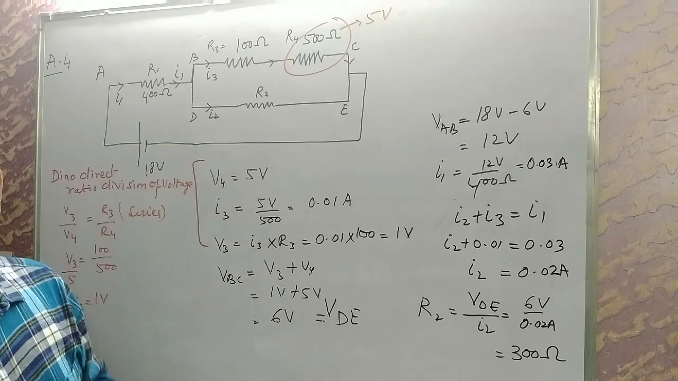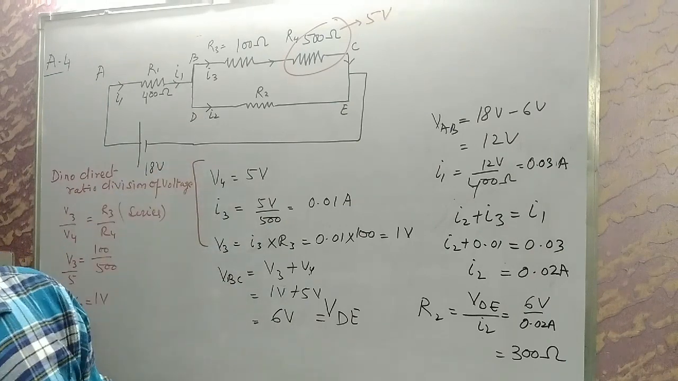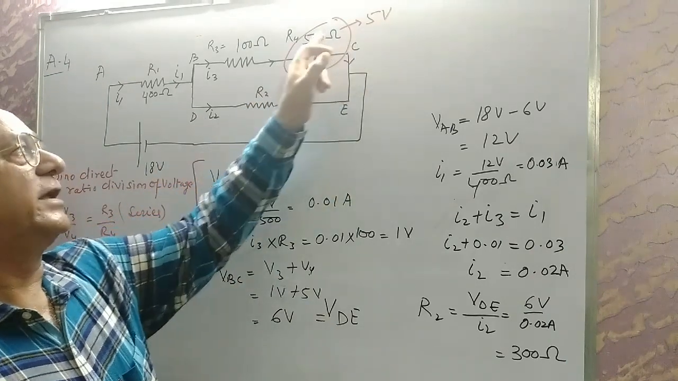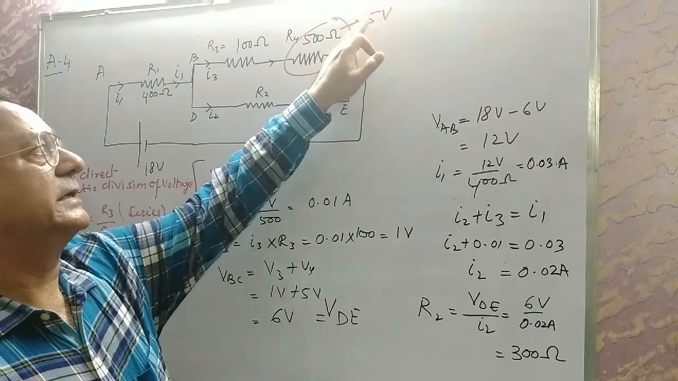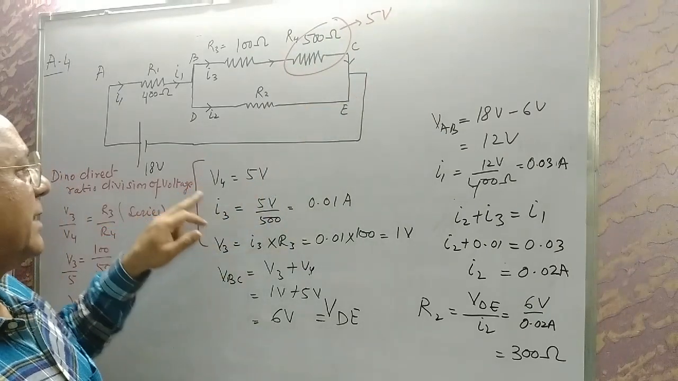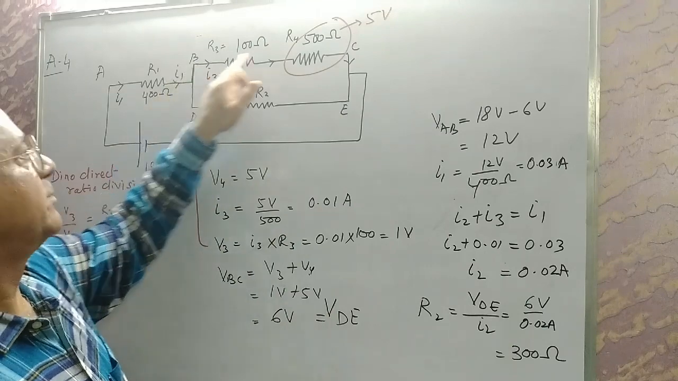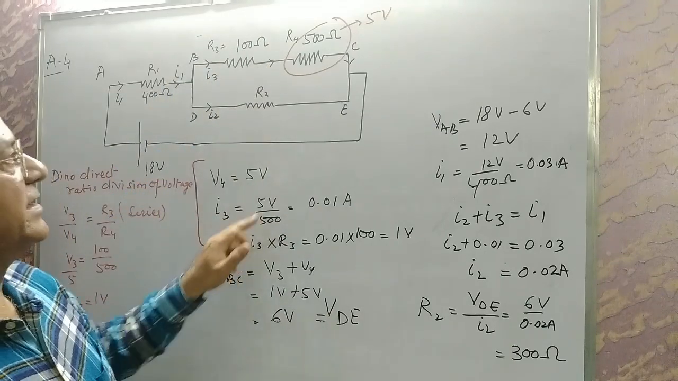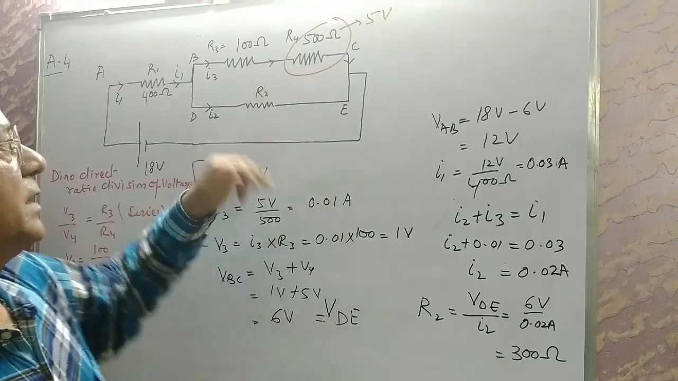Answer number 4. You already have the circuit. You are given voltage 5 volt here. This can help you to find out current. Current will come out to be I3. This branch is equal to 5 by 500 equal to 0.01.